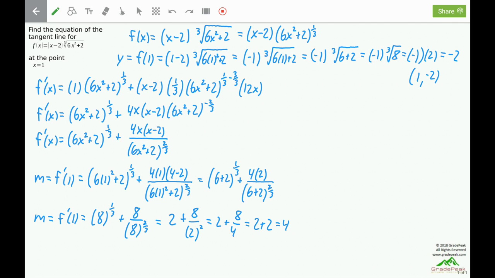So we have the point and we have our slope. We can now set up the equation of our tangent line using the point-slope formula. y minus the y coordinate, which is a negative 2, equals the slope that we just found, that's a 4, times x minus the x coordinate, that's a 1. y minus a negative 2 is equivalent to y plus 2. Let's distribute the 4 in on the other side, 4x minus 4. We want to solve for y here, so we're going to subtract 2 from both sides. And that gives us the equation of the tangent line, y equals 4x minus 6.